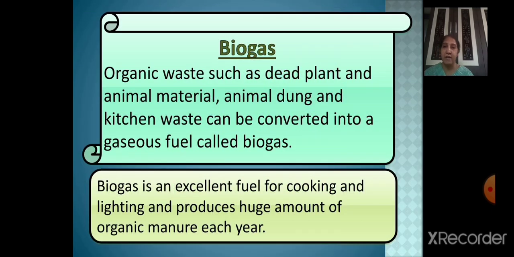Then the next, the last non-conventional source of energy, is biogas. The organic waste such as dead plant and animal material, animal dung and kitchen waste, which can be converted into a gaseous fuel, is called biogas. Now the organic waste is decomposed by bacteria in biogas digesters to emit biogas, which is essentially a mixture of methane and carbon dioxide. Biogas is an excellent fuel for cooking and lighting, and it produces a huge amount of organic manure each year.